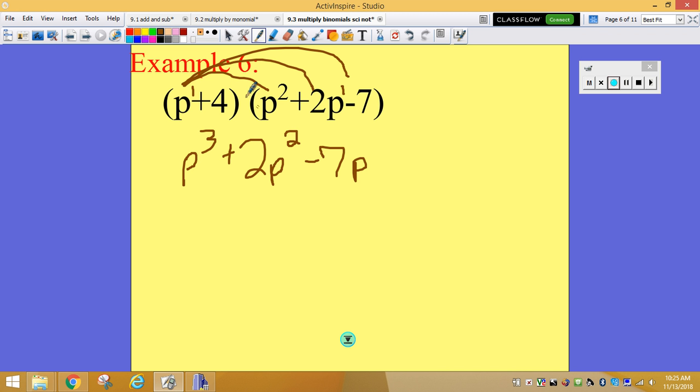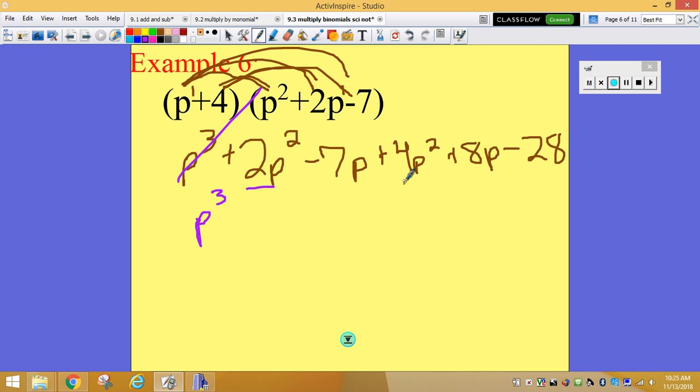Now I'm going to do the same thing with my 4. 4 times p squared is 4p squared. 4 times 2 is 8p. 4 times negative 7 is negative 28. Now let's combine like terms. There's no p to the third, so I'm just going to bring that down. I can combine 2p squared with 4p squared, and that gives me 6p squared. I can combine negative 7p with 8p, and that gives me a positive 1p. And then bring down your minus 28.